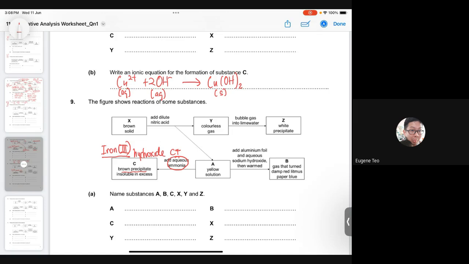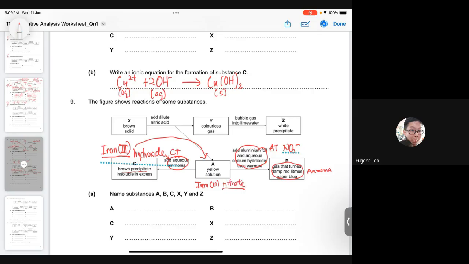So where did the iron 3 come from? The hydroxide comes from aqueous ammonia. The iron 3 must have come from A. So therefore A must be iron 3 something. What exactly it is, I don't know yet. So I look at this one over here now. Aluminium foil with sodium hydroxide and then warmed. This is an anion test, test for nitrate ions. How do I know that there is nitrate present? When a gas that turns damp red litmus blue is evolved. So I know this is ammonia gas. So ammonia gas evolved when I do a test for nitrate tells me that A contains nitrate itself.